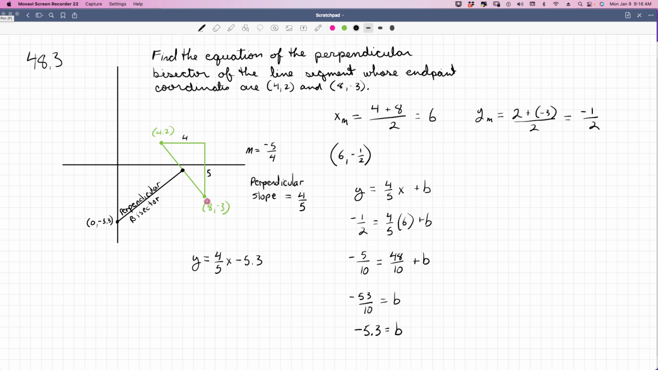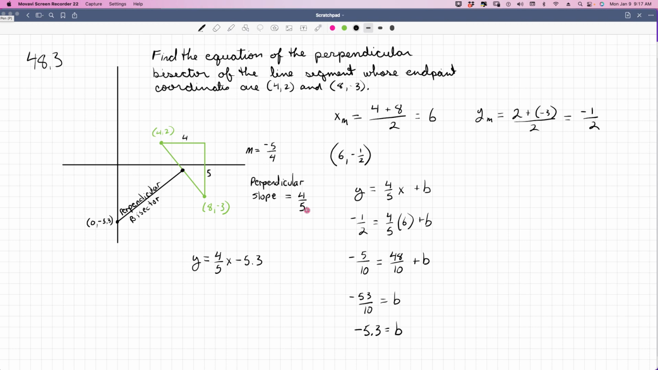This is our line. And to find the bisector, we're just going to find the midpoint, right? And that's the midpoint here. But first we need to find the slope of the line. So we made our little right triangle, we counted, and we have 4 to the right and 5 down. So it's a negative 5 over 4 for our slope, which means our perpendicular slope is the reciprocal fraction and the opposite sign. So that's going to be a positive 4 over 5 for our perpendicular slope.